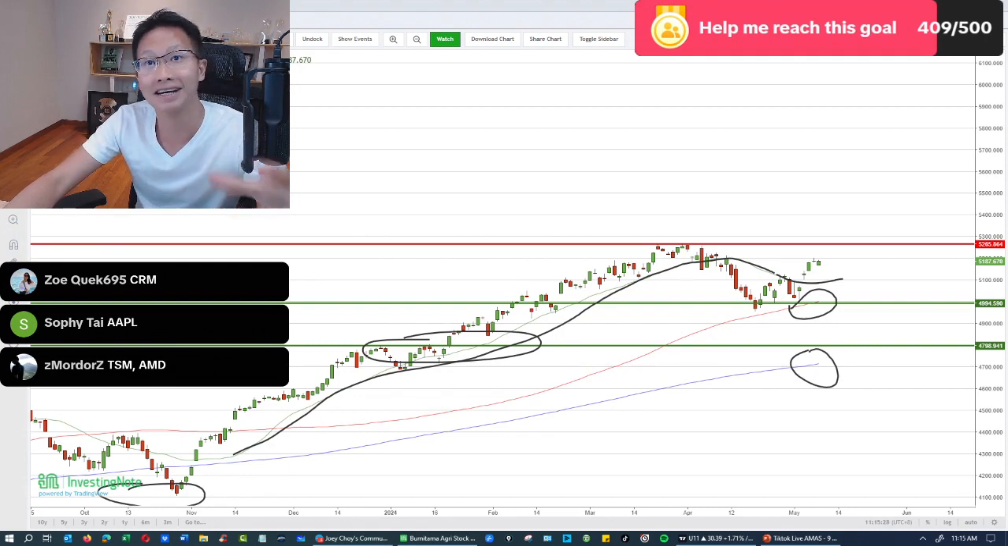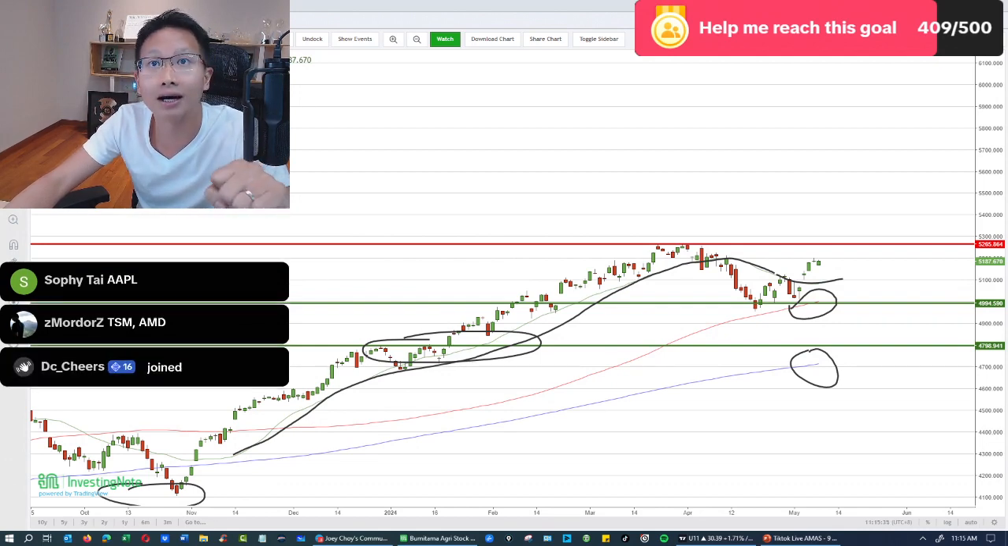I'll do my best. My apologies, guys, if I cannot cover all the stocks, because I'll try my best to cover as many as possible just to add more value to you guys. But my apologies if I cannot do that. All right, but let me just go ahead right now to cover some of the stocks that you guys are asking about.